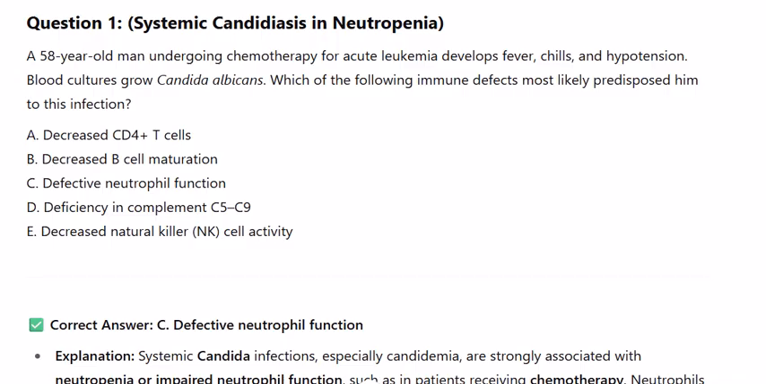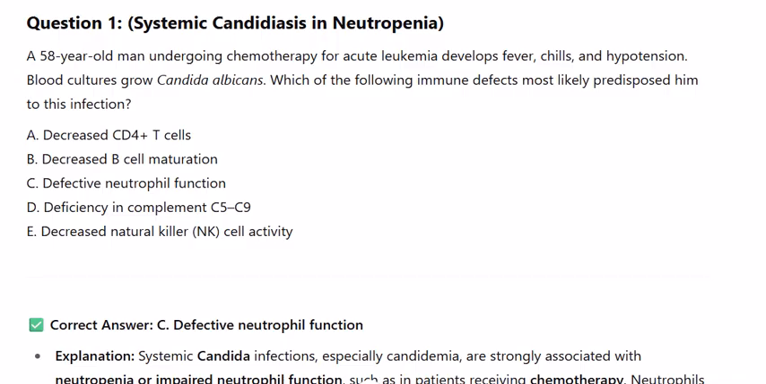A. Decreased CD4 plus T cells. B. Decreased B cell maturation. C. Defective neutrophil function. D. Deficiency in complement C5-C9. E. Decreased natural killer, NK, cell activity. Correct answer, C. Defective neutrophil function.